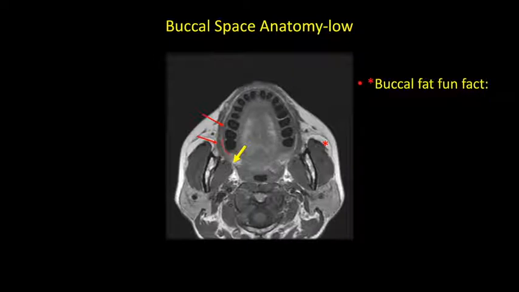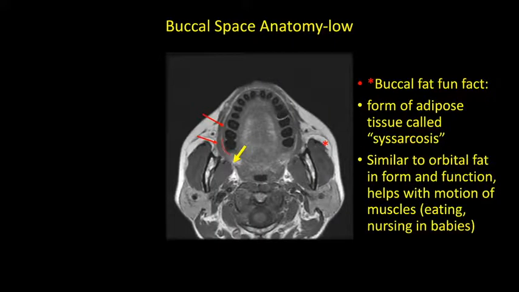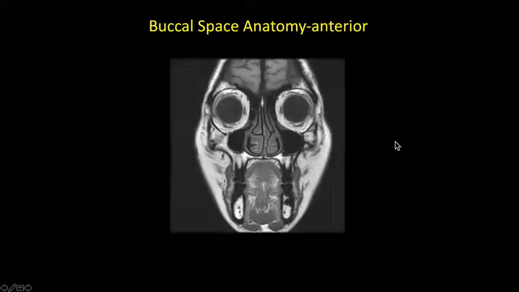In fact, here's a buccal fat fun fact. This portion is a form of adipose tissue called cysarcosis, similar to the orbital fat in form and function. It helps with motion of muscles like eating or nursing in babies.